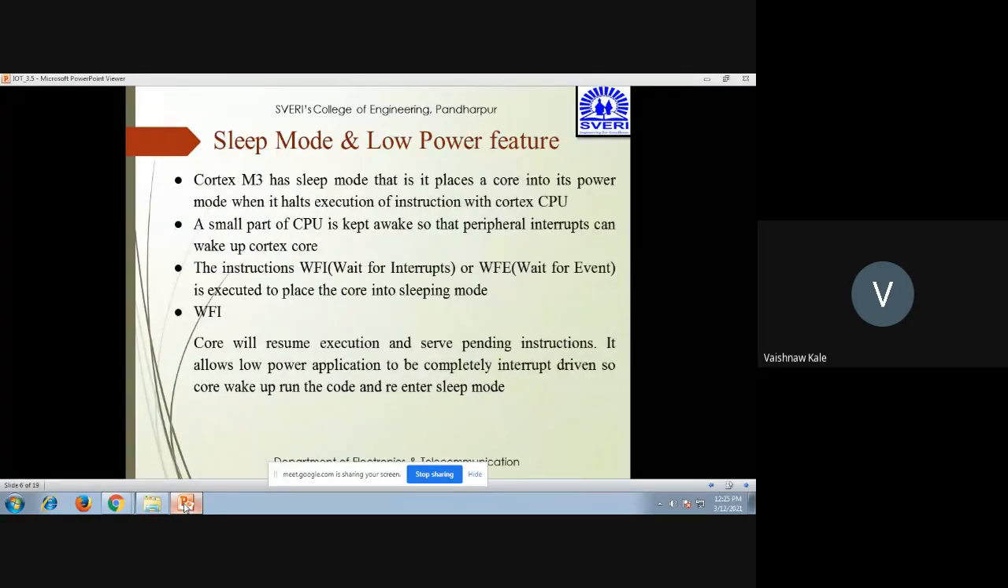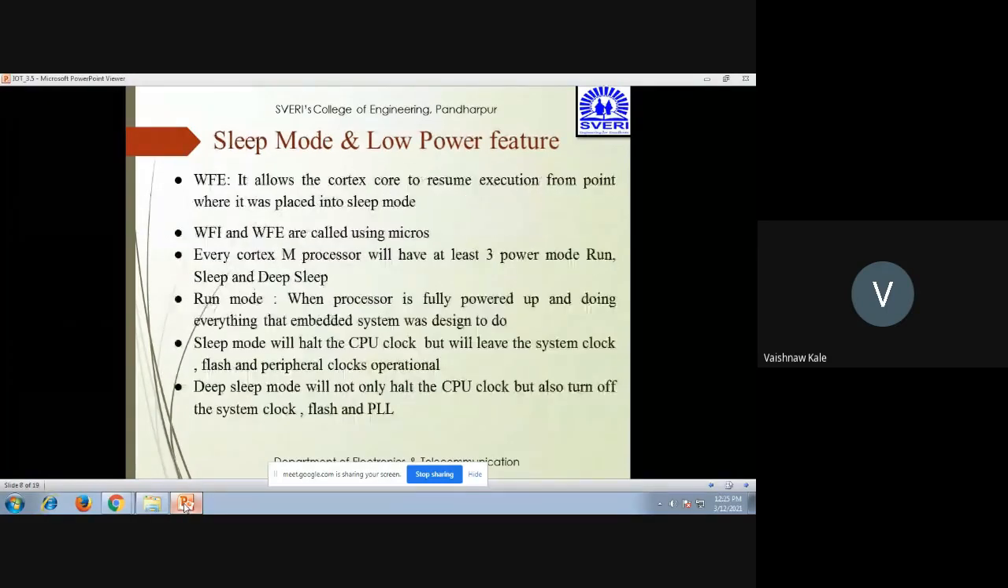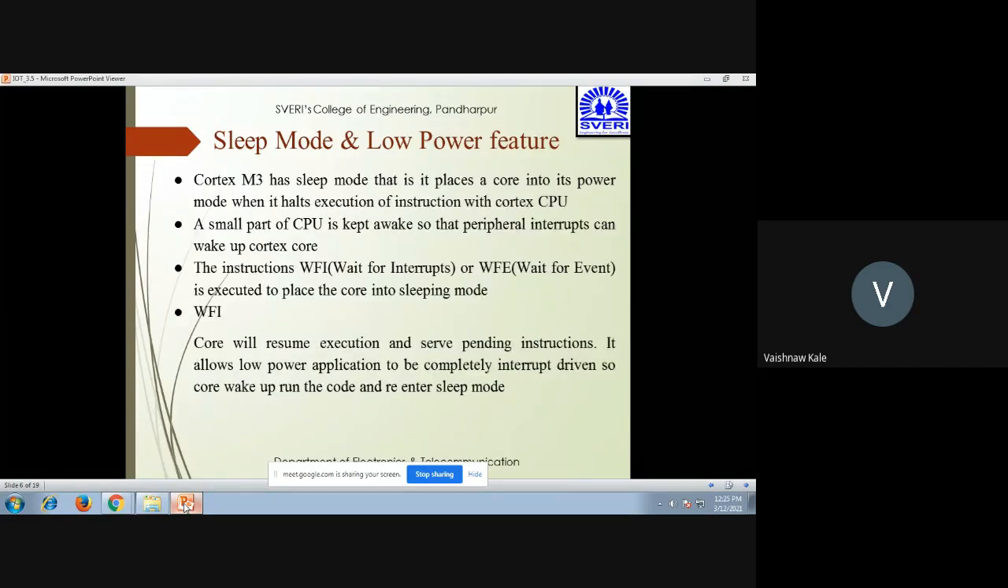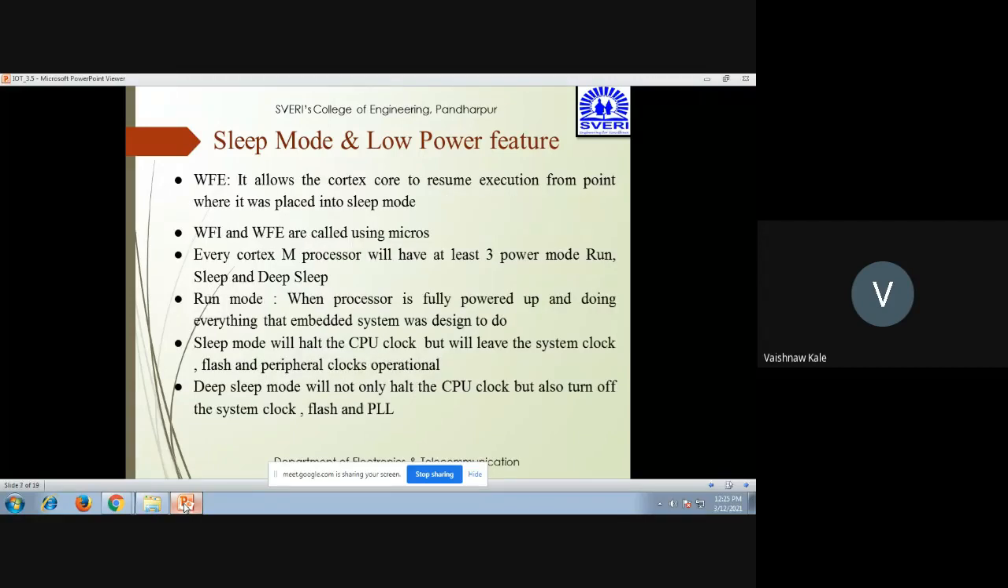The first one is WFI. The core will resume execution and serve pending instructions. It allows low power applications to be completely interrupt driven, so that the core wakes up, runs the code, and re-enters the sleep mode. And second is WFE. It allows the Cortex to resume execution from the point it was placed into sleep mode. WFI and WFE are called micros, standing for wait for interrupt and wait for event. Every Cortex M processor has these 2 micros.